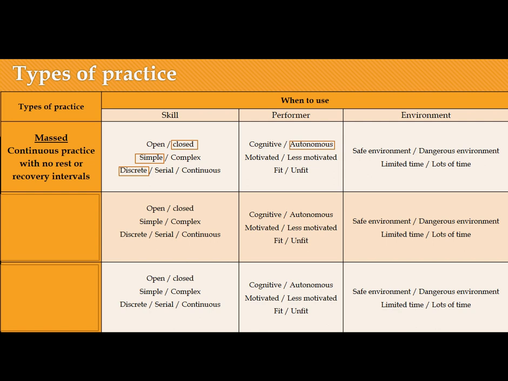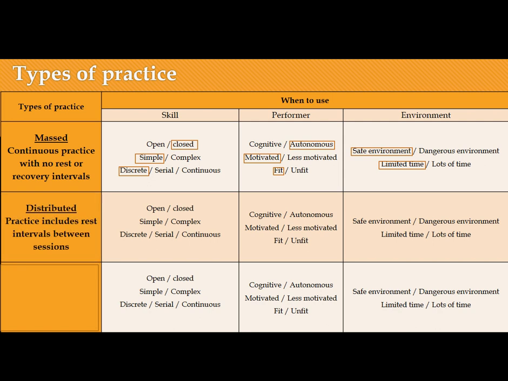Autonomous performers mainly use mass practice to develop the feel of the skill and make it more skill related and related to the game. They've got to be really motivated if they're not getting any rest or recovery in between the sessions, and they've got to be really fit also. You wouldn't really use mass practice with a dangerous environment, so it's got to be a safe environment, and it is really good if you've got limited time available.